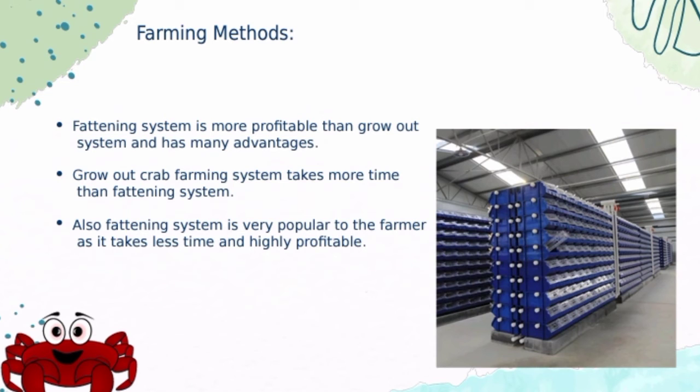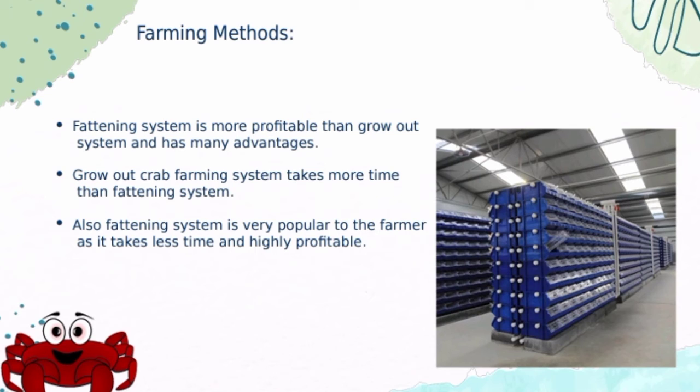Fattening system is more profitable than grow-out system and has many advantages. One of these is that fattened crabs can be stocked at higher densities and no molting occurs. Therefore, cannibalism will reduce. And then, grow-out farming takes more time than fattening system, since grow-out system takes more than 3 months.